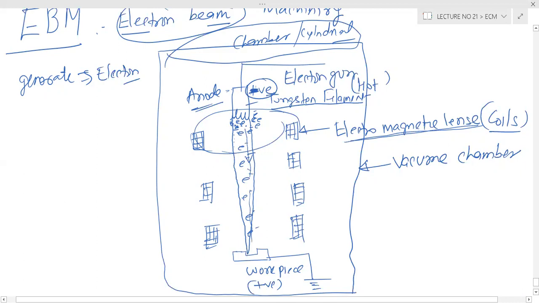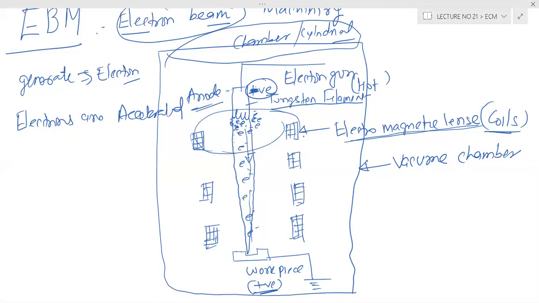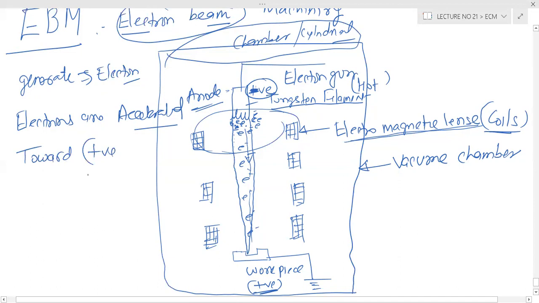towards this positive, using these coils, that is the magnetic lens we call it. Don't assume it is a light lens. A light lens will be used in the plasma arc machine, which I will discuss. But here its name is electromagnetic lens, a focusing lens. Basically it accelerates the electrons by providing that magnetic field. So electrons are accelerated towards the positive, that is our workpiece.